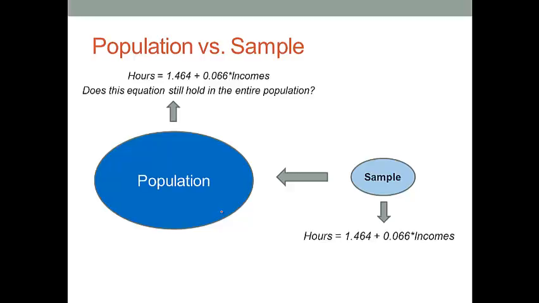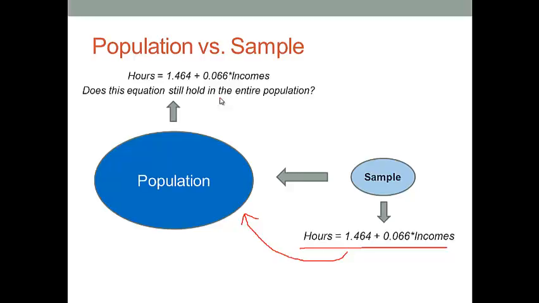Currently, we build the relationship between hours and incomes from this sample. From the current sample, I see hours equals to 1.464 plus 0.066 times incomes. From this sample, I found how the user's incomes influences how long she will use the mobile app. But the question is, does this equation still hold in the entire population? How can you convince the data user? You build a model from 100 samples, and you can infer the model into the population. This is a very good question, right?